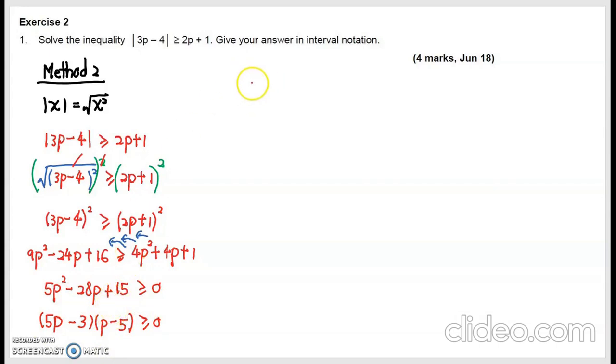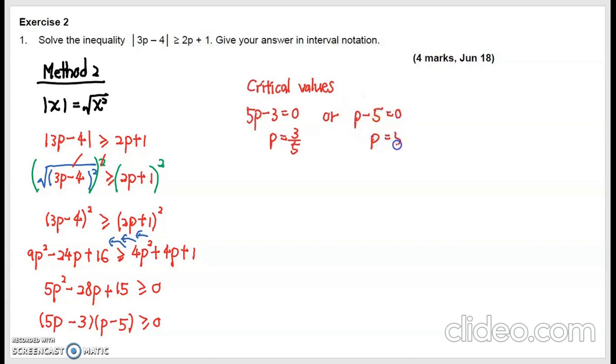So next, we will try to find the critical value. How are we going to find the critical value? By letting this bracket equal to 0. So 5p minus 3 is equal to 0, p will be equal to 3 over 5. Or p minus 5 is equal to 0, p is equal to 5.